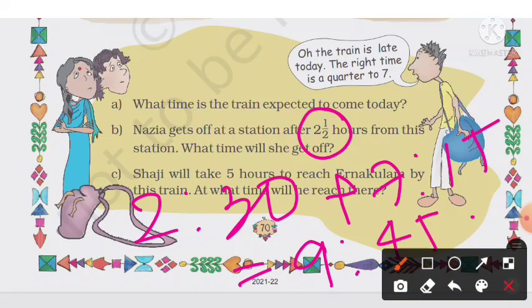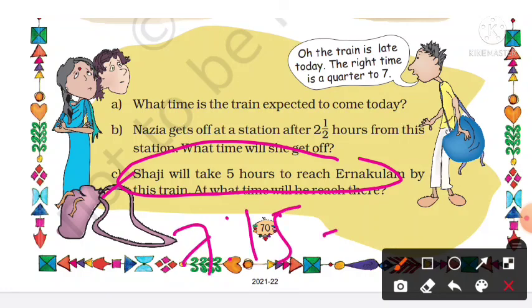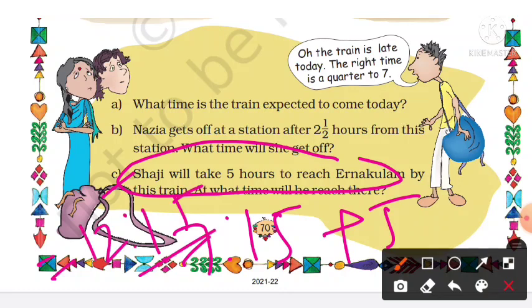And the last one is: Saji will take 5 hours to reach Ernakulam by this train. At what time will he reach there? From this question we can see that Saji will take 5 hours to reach Ernakulam. So the total time taken by Saji to reach Ernakulam will be 7:15 plus 5 hours extra. So it will be 12:15.